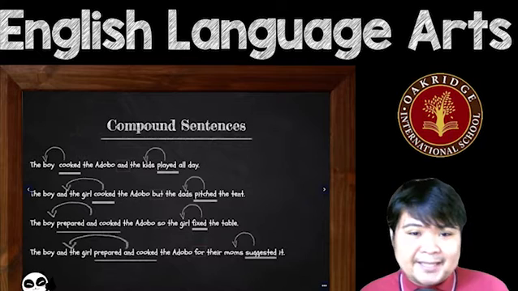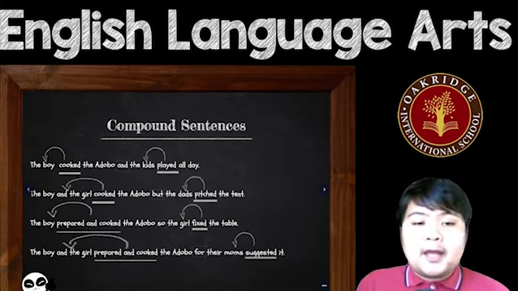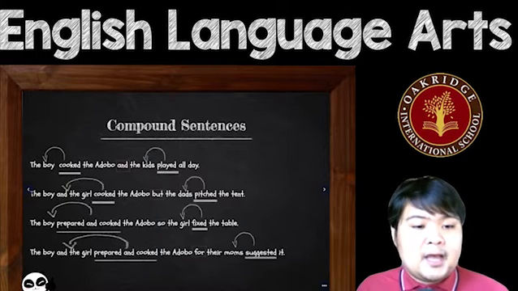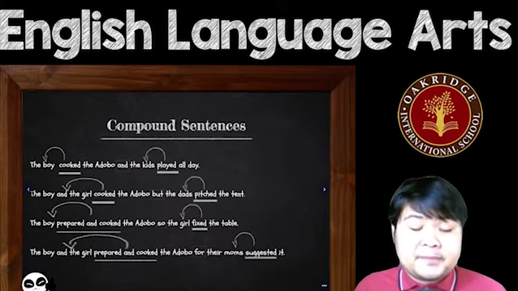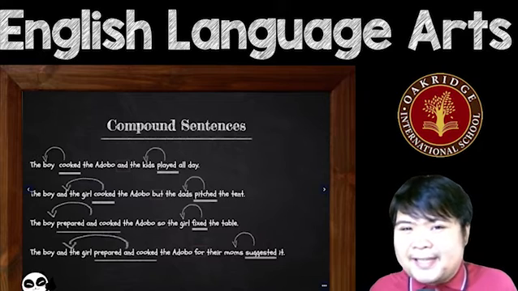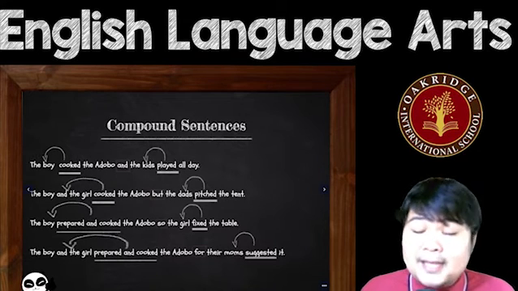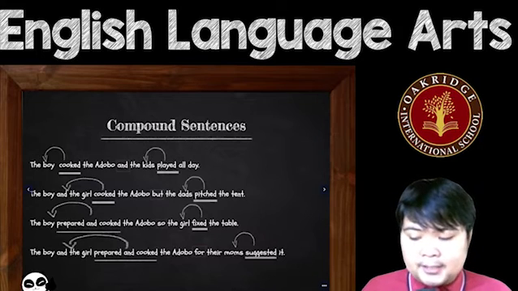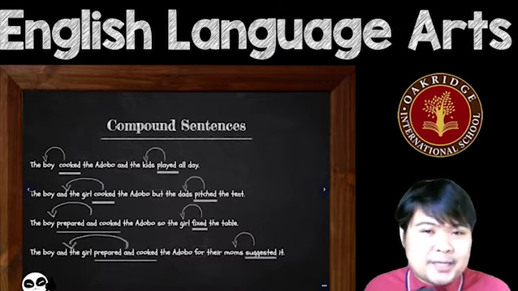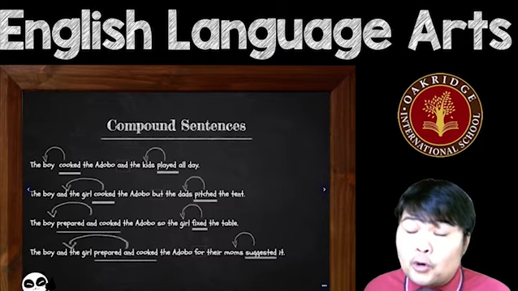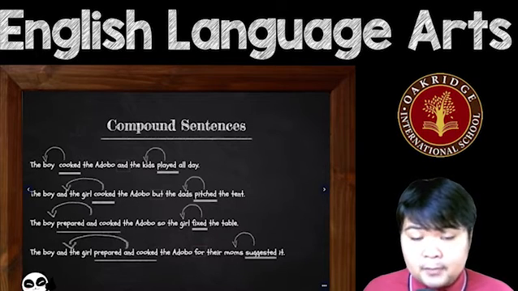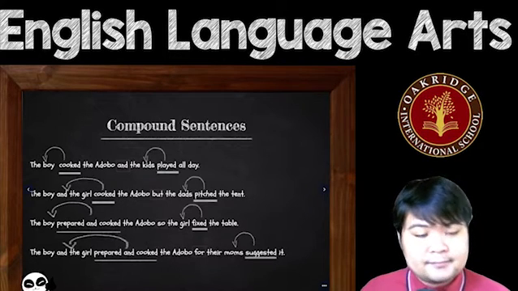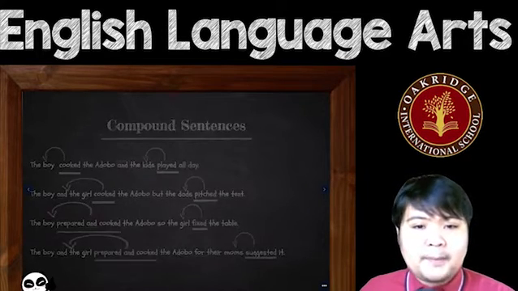These are compound sentences. You notice, kids, right? The other clause after it, the kids played all day, the dads pitched the tent, the girl fixed the table, their mom suggested it, these are like separate sentences. But these are not sentences anymore. Rather, these are clauses, independent clauses. So when you combine two separate sentences by using coordinating conjunctions, fanboys, basically, guys, you are creating a compound sentence.